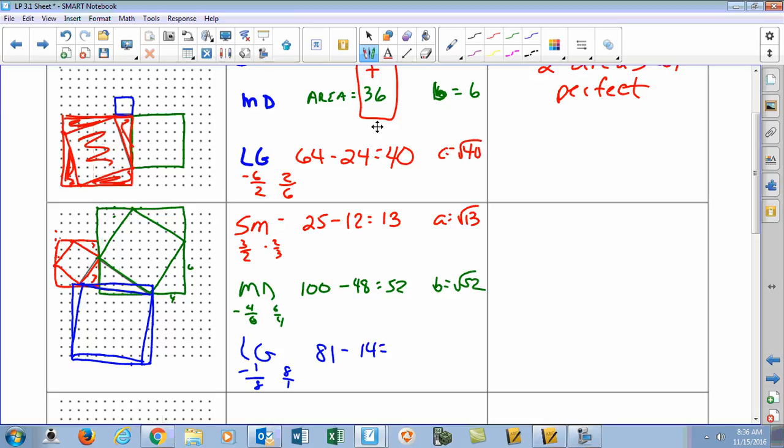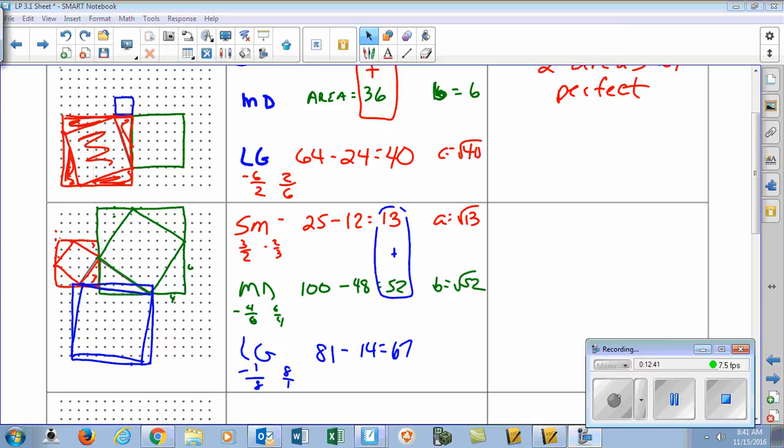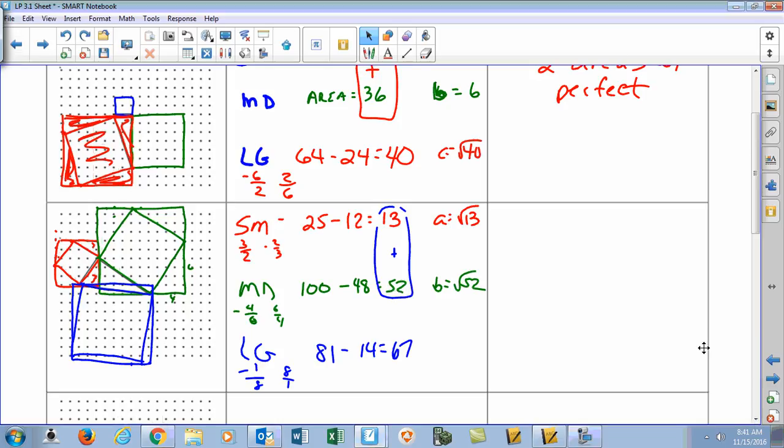And we get 67. And this adds up to 65. All right. So the sum of the area of the small and the area of the medium does not add up to, we're off by 2 here, right?